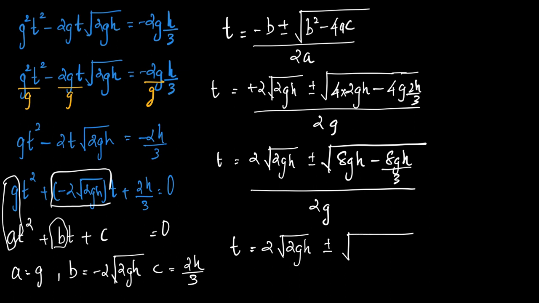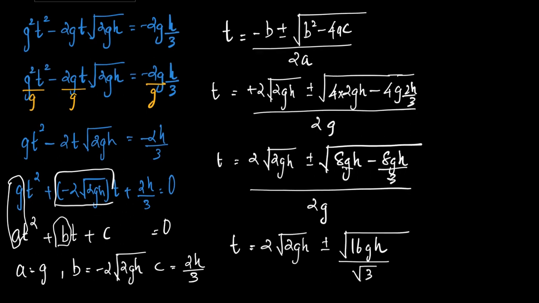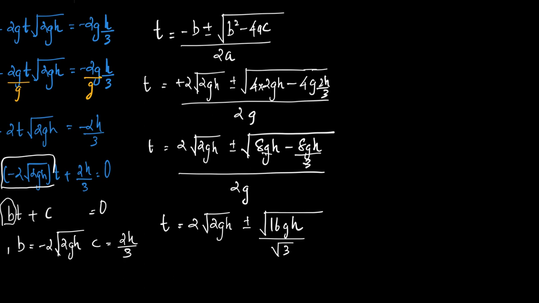How do we do the calculation? How do we make it simple? Okay, so 8 into 3 is 24. 24 minus 8 is 16, right? So this is root of 16gh, whole upon, now by 3 I'll write it as root 3 by root 3, okay, the whole upon 2g.